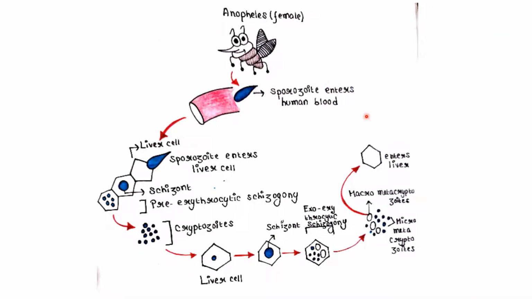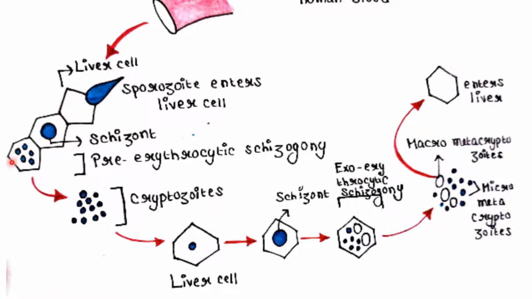The sporozoites are capable of moving, and they enter the liver. In the liver cells, these sporozoites start to grow. So these are different liver cells, and the sporozoite is growing inside the liver cell. They grow into a large and round form like this, and this form is called schizont.